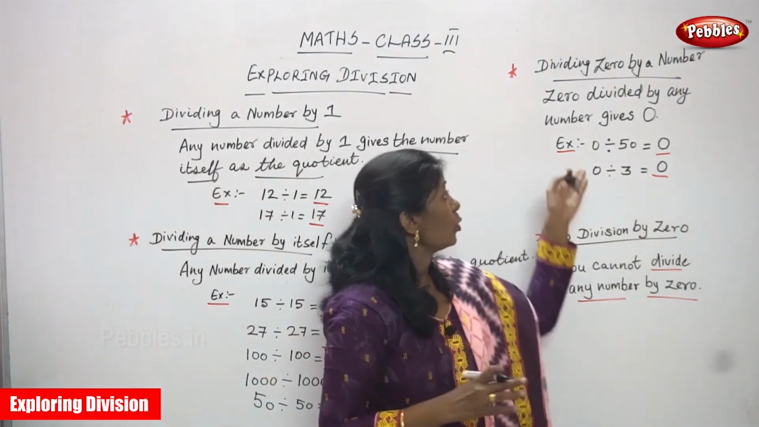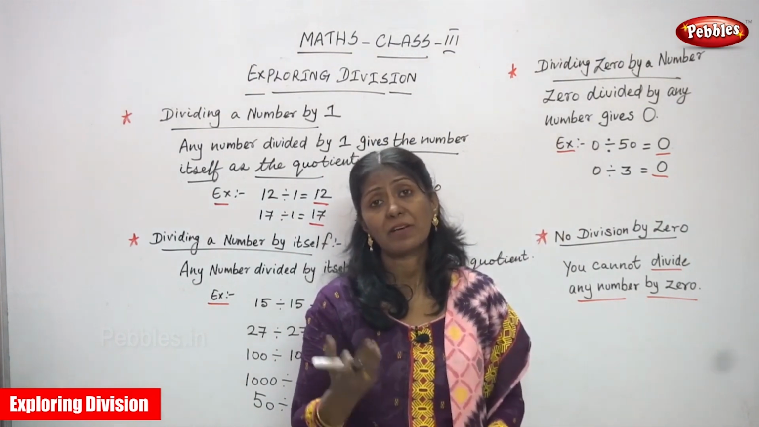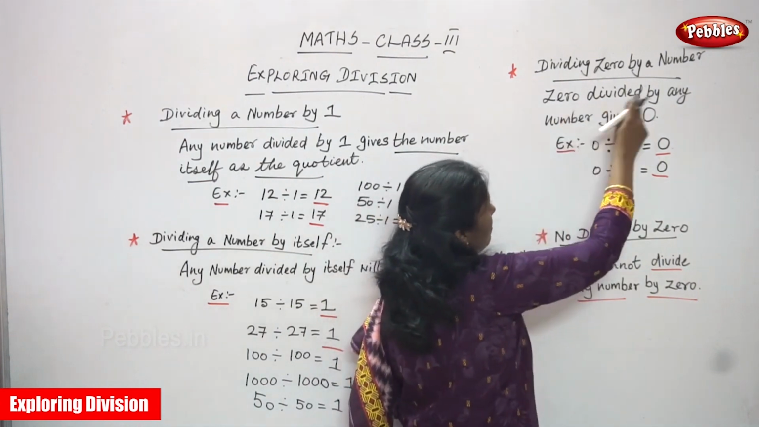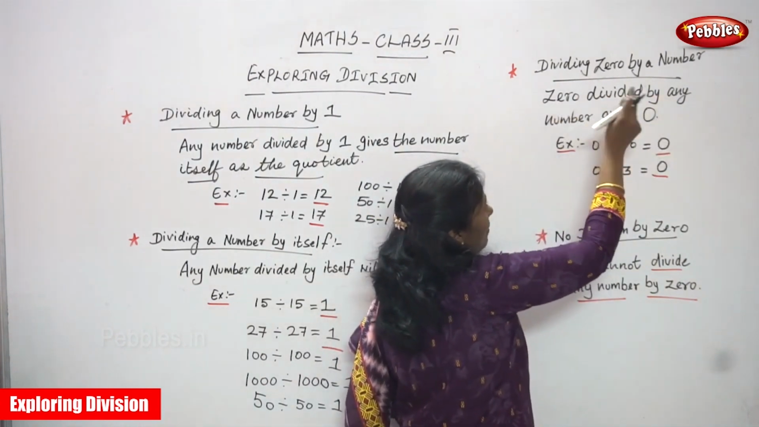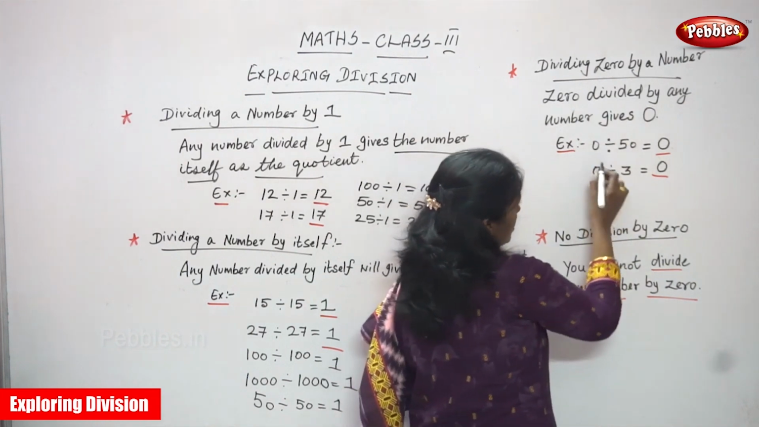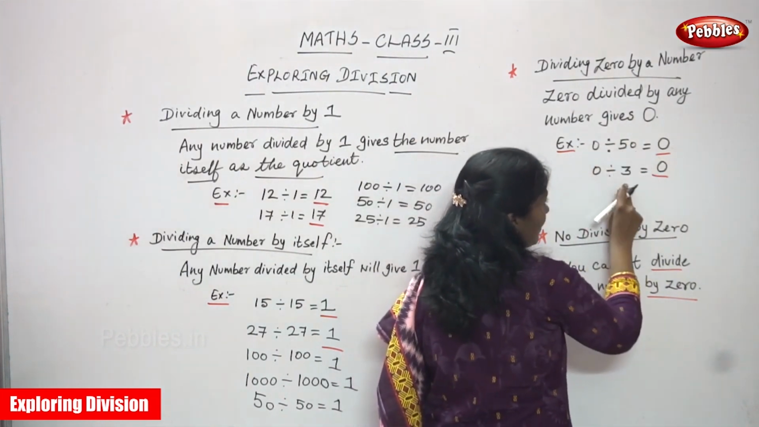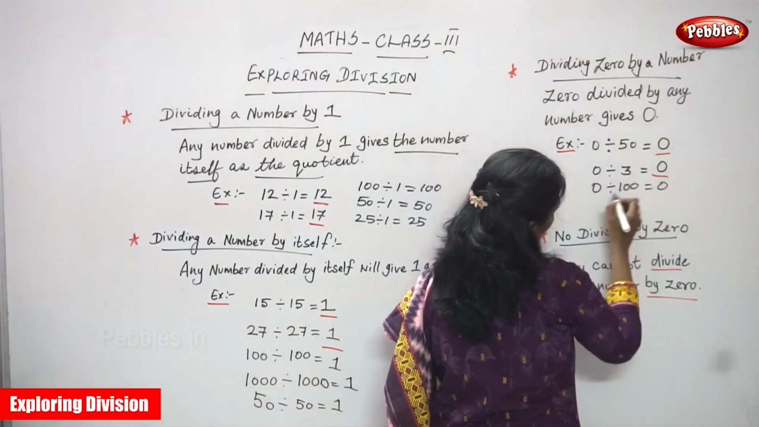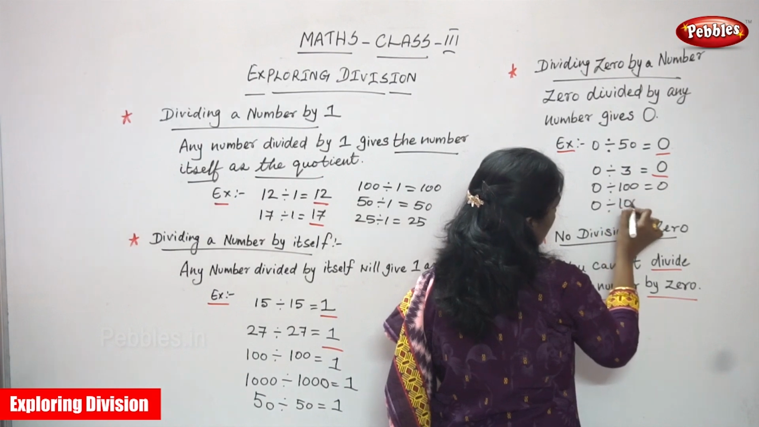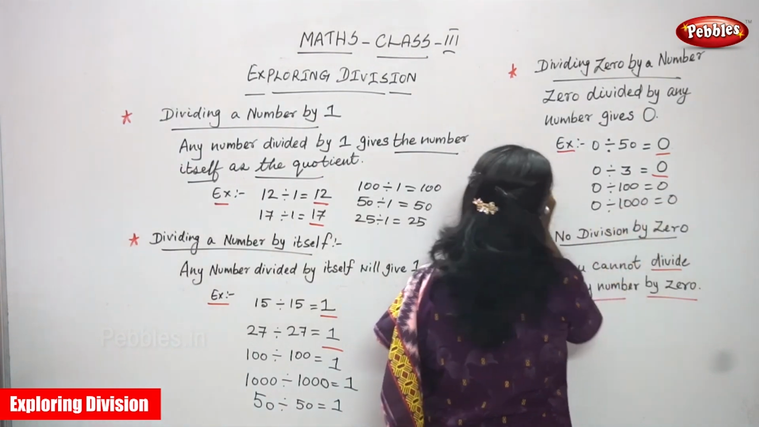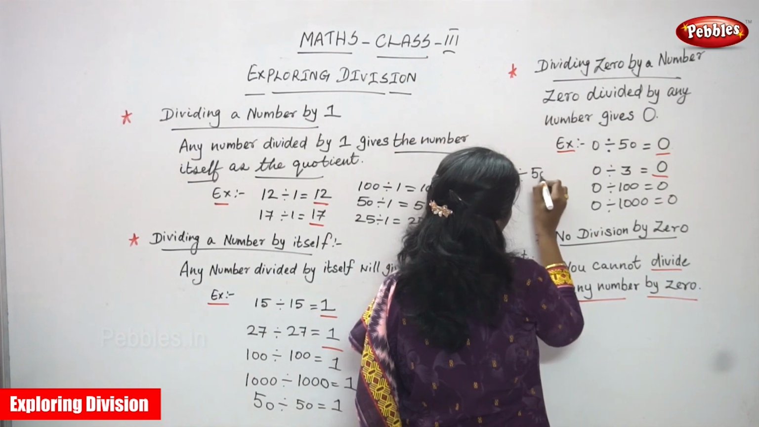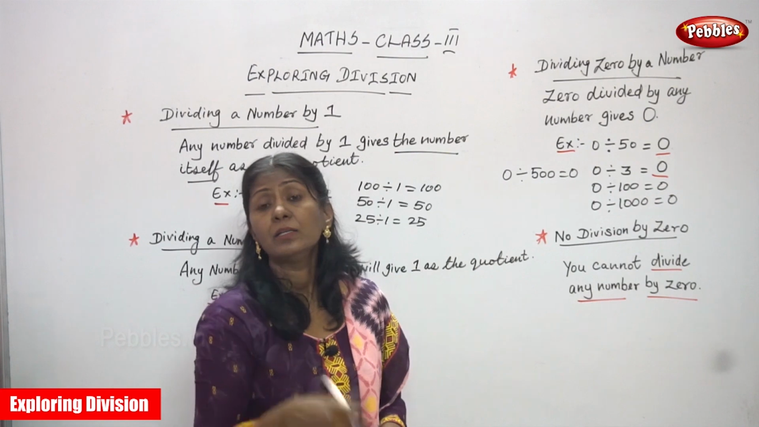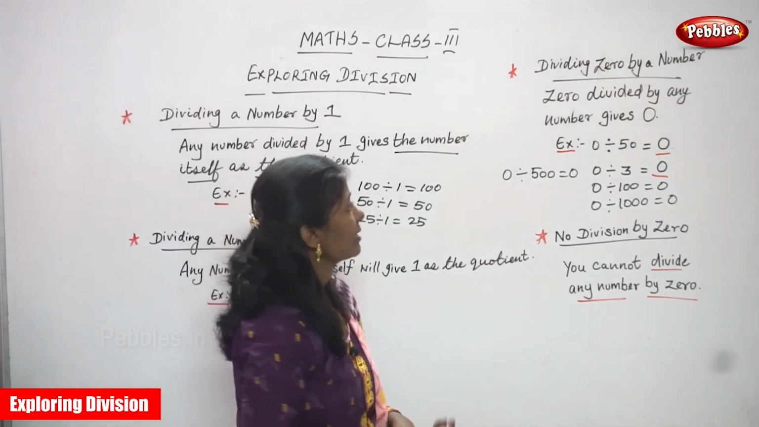0 divided by any number, you can get 0. 0 divided by 50, 0. 0 divided by 3, 0. 0 divided by 100, what? 0. 0 divided by 1000, you can get 0. Next, 0 divided by 500, you can get 0. That is what? 0 divided by any number, it will give what? 0.